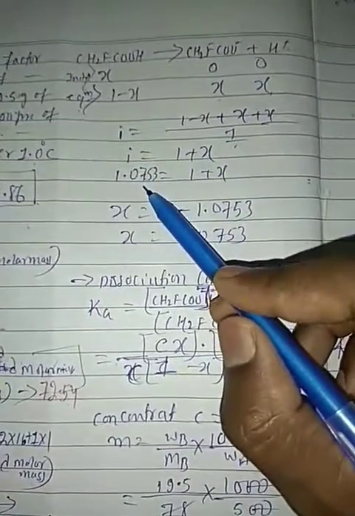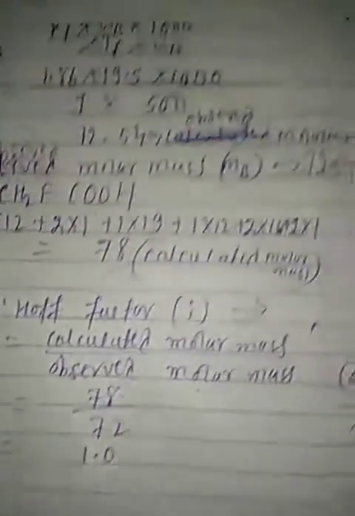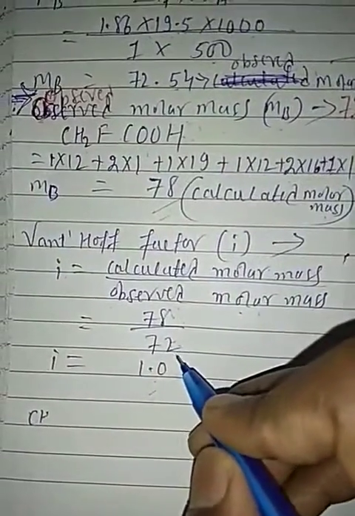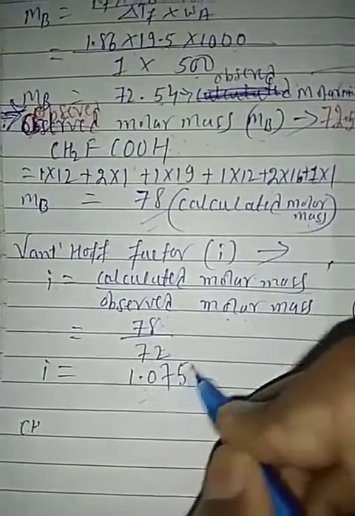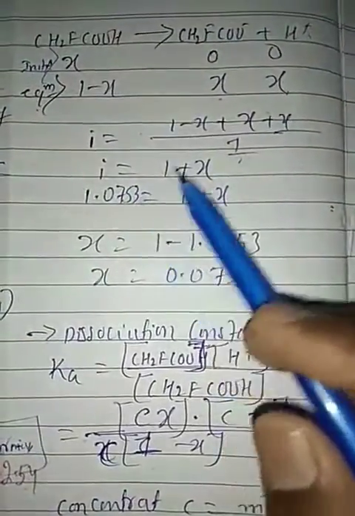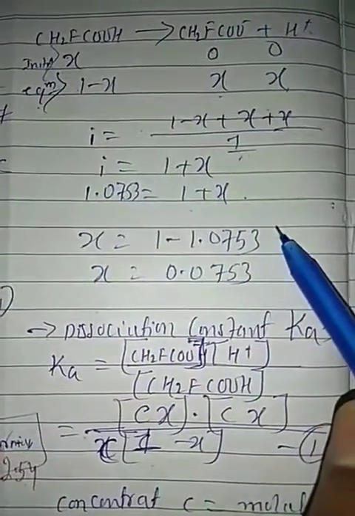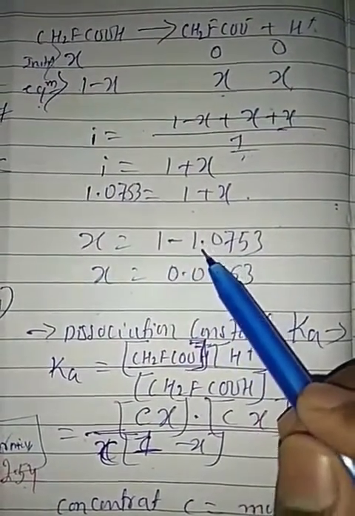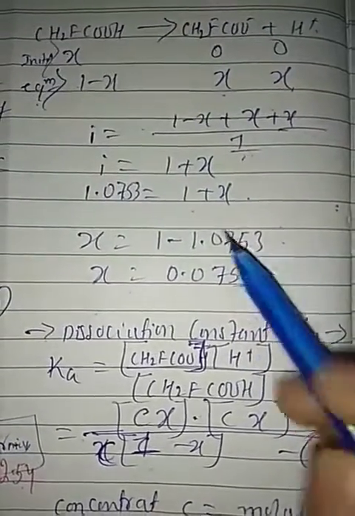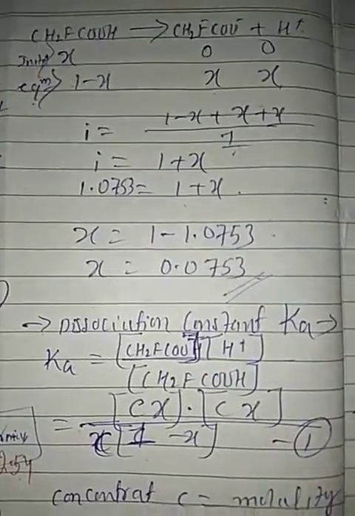We know the i value, students. The i value is 1.0753, whatever we calculated here. So this value 1.0753 is 1 plus x. So x is equal to 1.0753 taken to the right-hand side, so that becomes 1.0753 minus 1. Finally we got the x value, 0.0753, by subtracting 1.